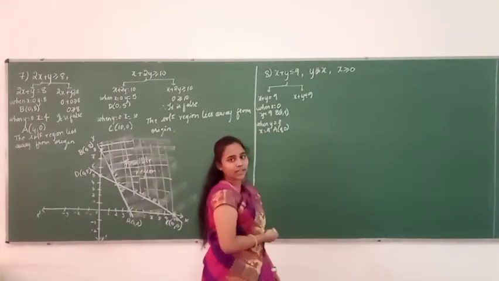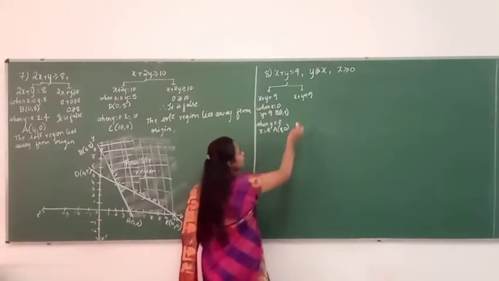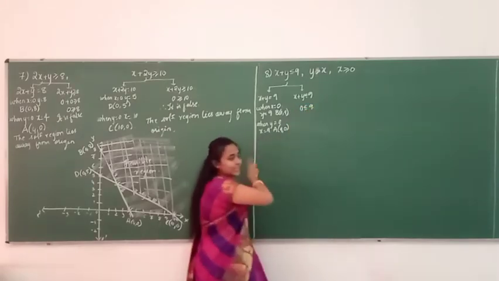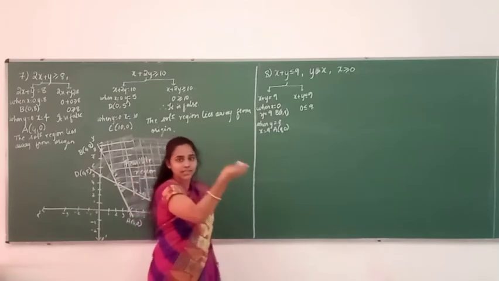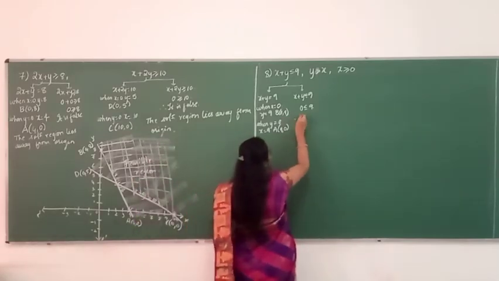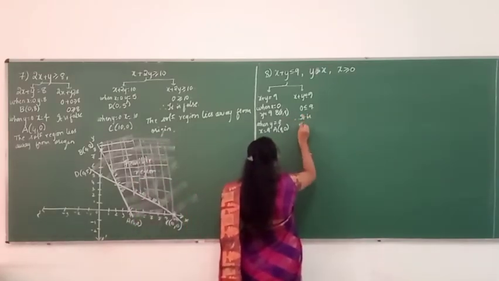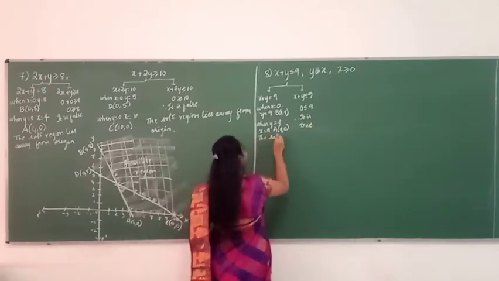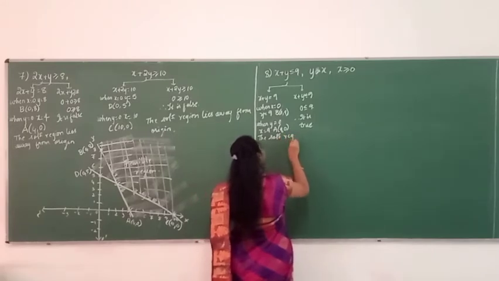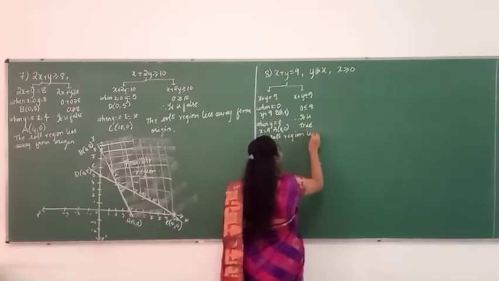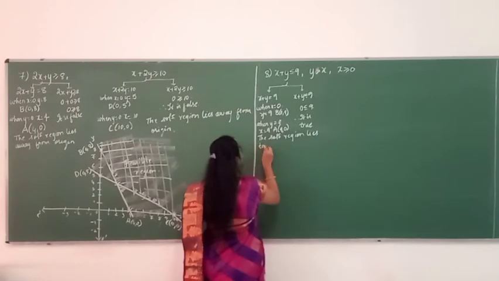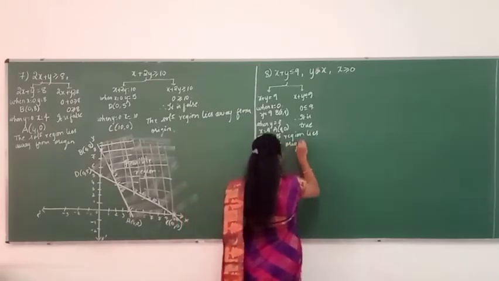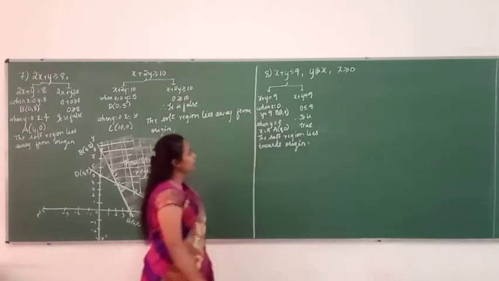Now, if you want to know whether it is towards the origin or away from the origin, just substitute (0, 0). So 0 is less than or equal to 9. Obviously, the inequality is satisfied because 0 is less than 9. Therefore, it is true. The solution region lies towards the origin. Hope you have understood the first inequality.